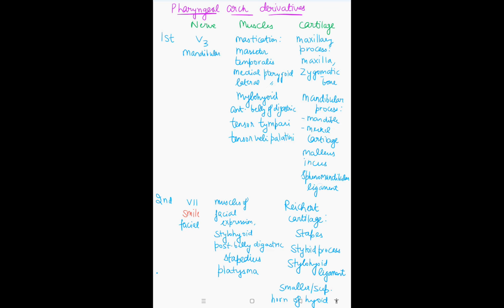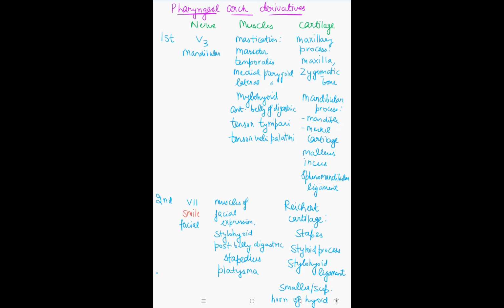Malleus and incus are from the first arch. Stapes is from the second arch. Then what extra do we have? Styloid process, also from the second arch, and the stylohyoid ligament. There it was the sphenomandibular ligament. Here it is the stylohyoid ligament.